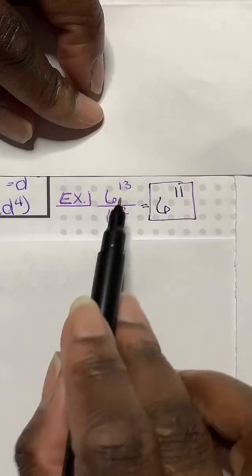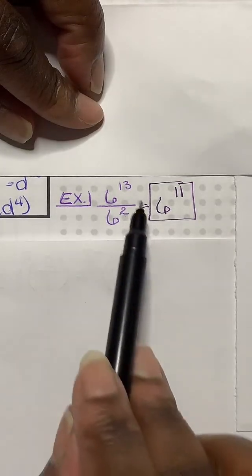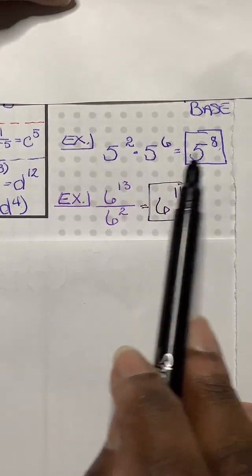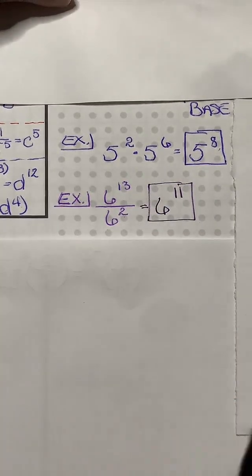All right, so when you divide, you subtract the exponents. When you multiply, you add the exponents.